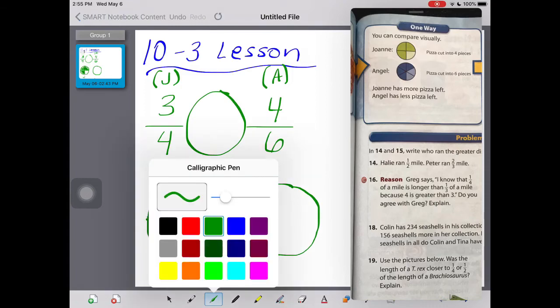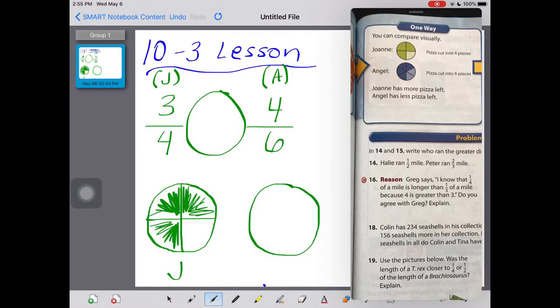All right, so it looks like, I'm going to change my color here. I'm going to make this be black. There we go. All right. So it looks like she ate 1 piece, right? So now let's go over to Angel, and I'm going to redo this in black. Okay. Here's Angel.